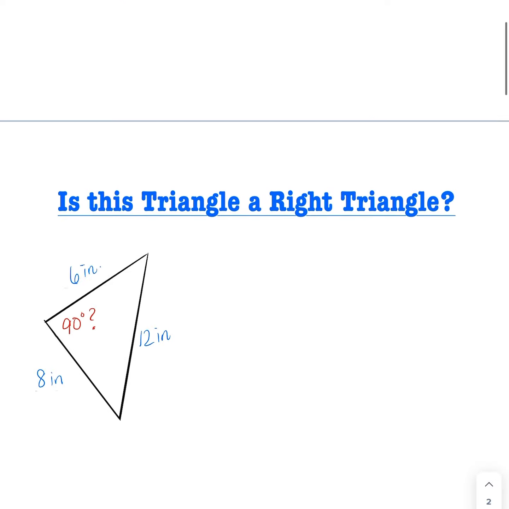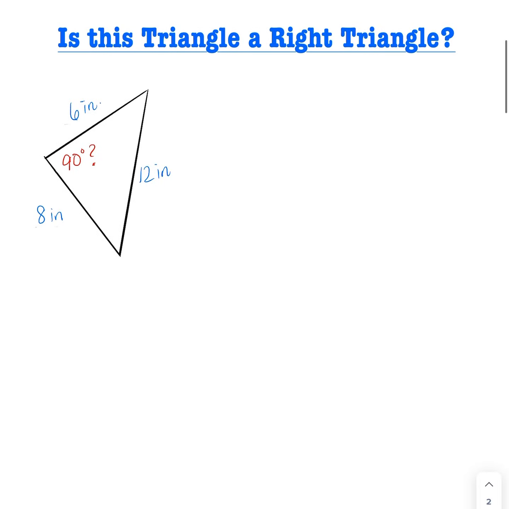So let's do it with the one that I initially showed you. I have a triangle. I'm trying to figure out if it's a right triangle. So I'm writing down the Pythagorean theorem, a squared plus b squared equals c squared, and I'm going to make sure I substitute correctly. So remember, c is the hypotenuse, which is the longest side of a right triangle. So if this was a right triangle, the 12 would be my hypotenuse because it's the longest side. So I'm going to replace the c with 12 and bring down that exponent of 2.